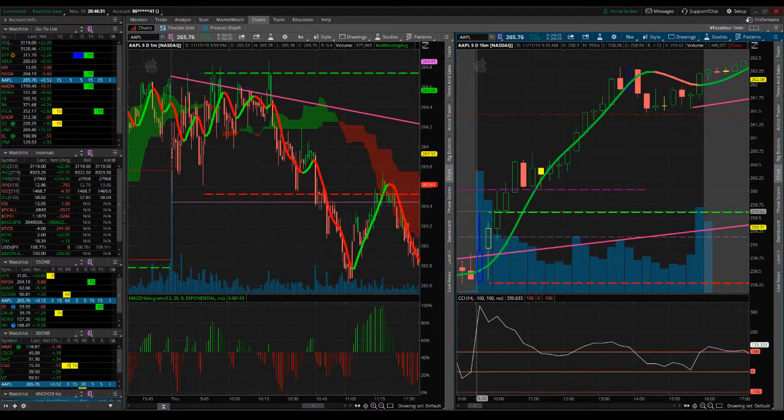So let's look to go long at a key entry, which would be a pullback on Sequoia, okay? So we get this right here. Let's go here.